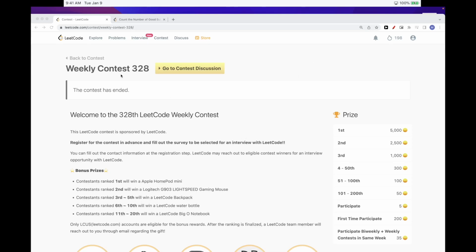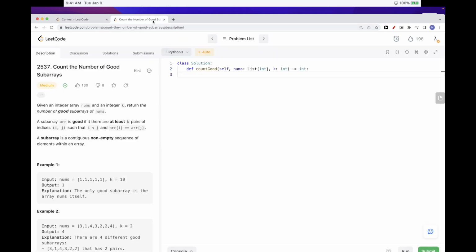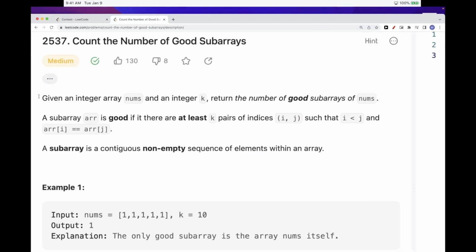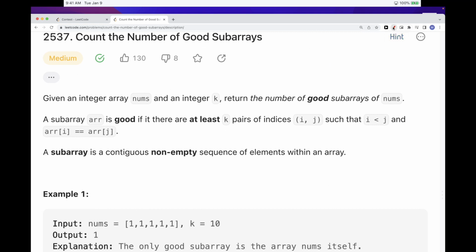Hello, so continue on problems from this weekly contest 328. The third problem, which is count the number of good subarrays. So let's see what this problem is about. We have an array of numbers and we get an integer k. And we want to return the number of good subarrays of this array.